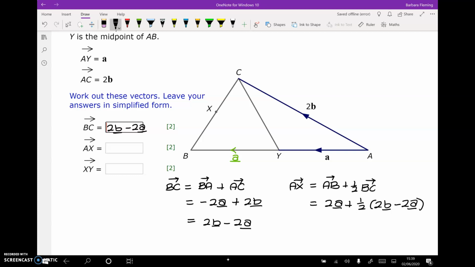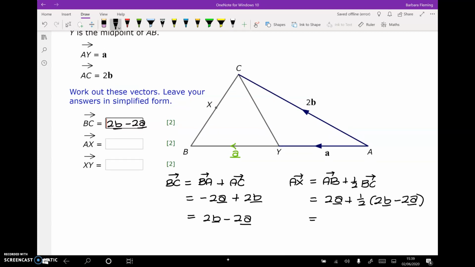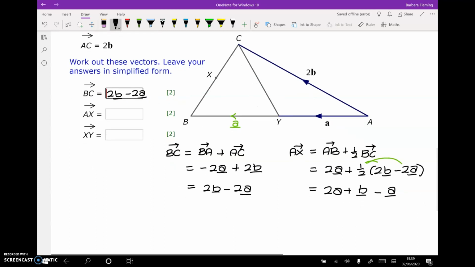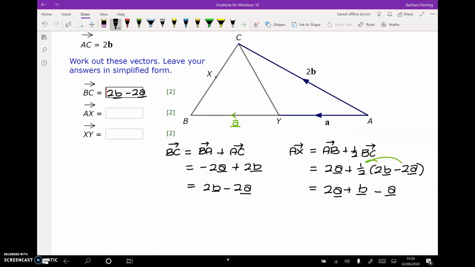Now here we do want to expand out that bracket and simplify what we can. So we've got 2A plus a half of each of these terms. A half of 2 is just 1, so we're going to be left with B, minus a half of 2 again is 1, so you're left with A. And then collect together your like terms. 2A take away A leaves you with A plus B. So A to X is going to be your vector A plus your vector B.